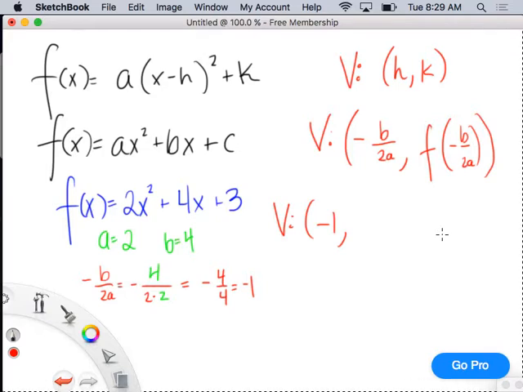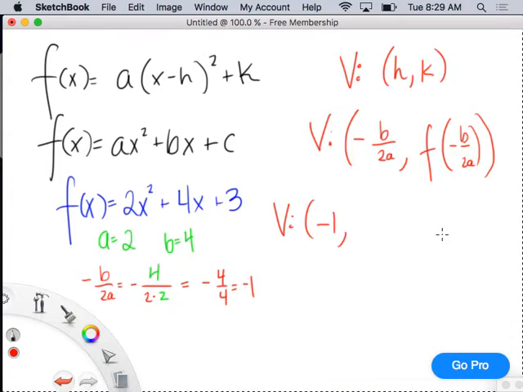Now I don't have any songs for that necessarily. If you sing it enough times, you'll remember it. Negative b over 2a. Oh, all right. Getting funky. We can make a Motown funky jam out of it.